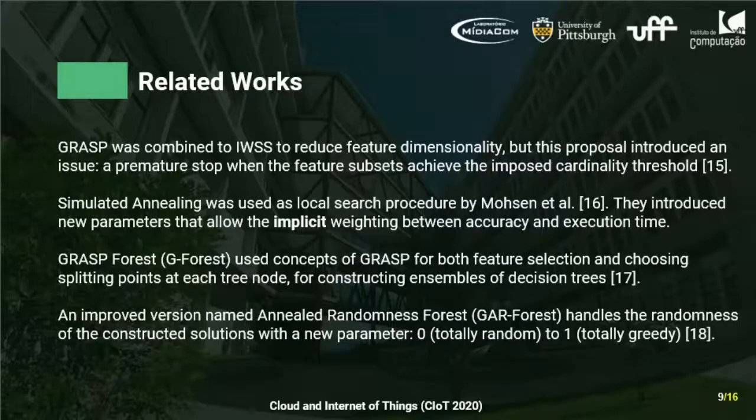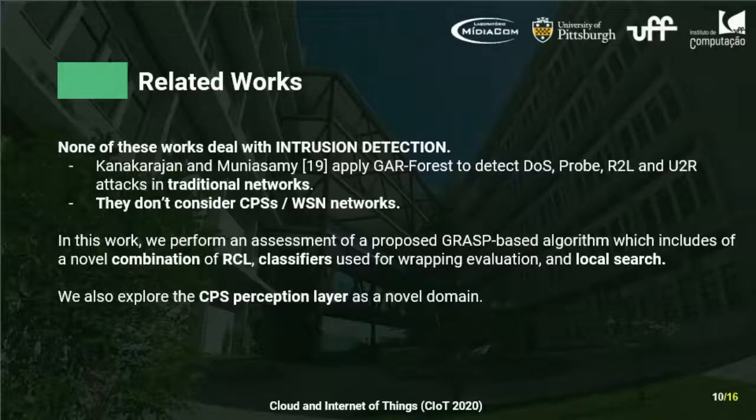Also, a few works in the literature used GRASP combined with other algorithms such as simulated annealing and IWSS to perform feature subset reduction. All the previously discussed work does not consider intrusion detection systems. There is one work that applies a previous approach to detect DoS, probe, R2L, and U2R attacks, but they consider traditional networks. They don't consider CPS or WSN networks as we do.